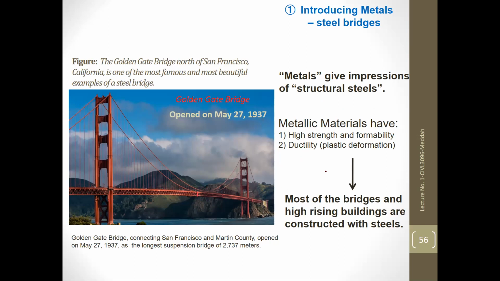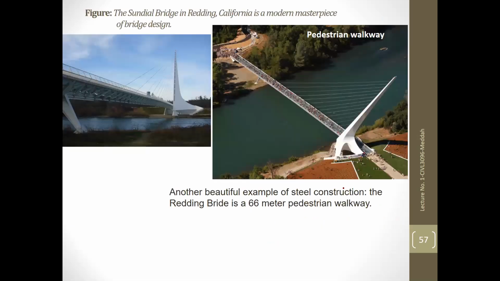Because of the properties of metals, strength and deformability. They are easy to deform and easy to have plastic deformation. So they don't rupture suddenly like brittle materials such as ceramic materials. Here you can see other examples of bridges.